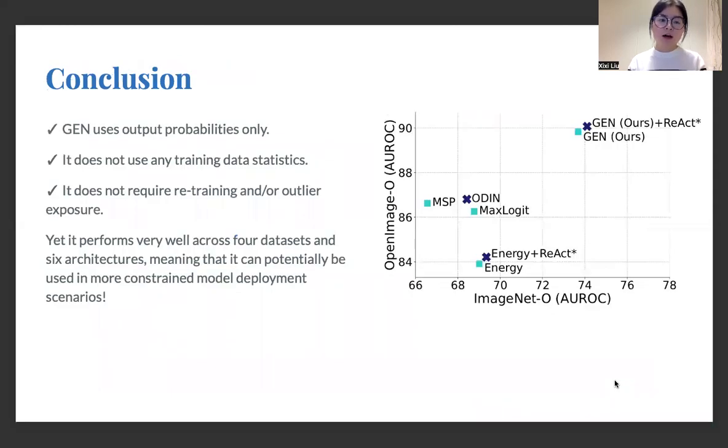To conclude, our method uses probability information only. Moreover, it doesn't use any training data statistics. It doesn't require retraining or outlier exposure, but it still performs very well across 4 different datasets and 6 architectures, meaning it can potentially be used in more constrained model deployment scenarios.